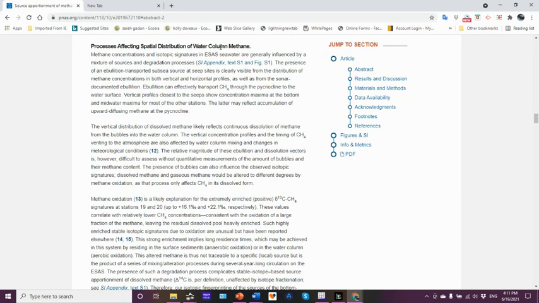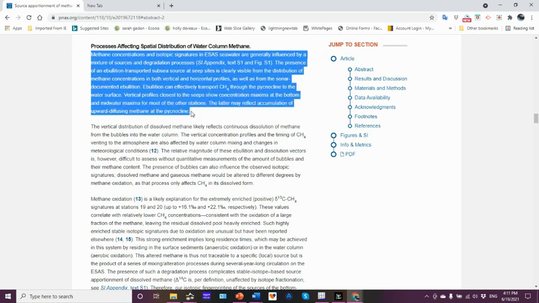Processes affecting spatial distribution of water column methane. Okay, let's look at this paragraph here. Methane concentrations and isotopic signatures in the ESAS seawater are generally influenced by a mixture of sources and degradation processes. The presence of an ebullition-transported subsea source of seawater methane is clearly visible from the distribution of methane concentrations, both vertical and horizontal profiles, as well as from looking at the sonar-documented ebullition.